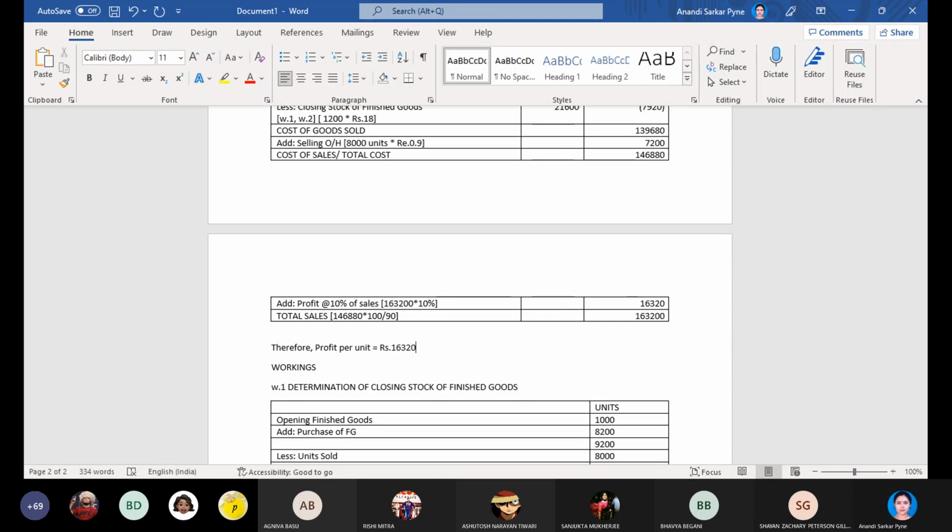16,320 divided by how many units? Profit, in what units will you be earning profit? The amount you are selling, you will be getting profit on it, isn't it? The amount which you have not sold, you will not get profit on it.